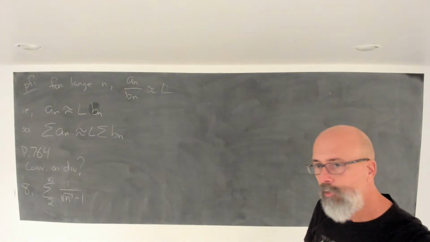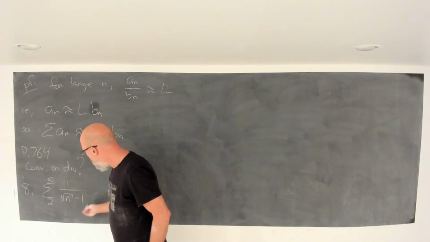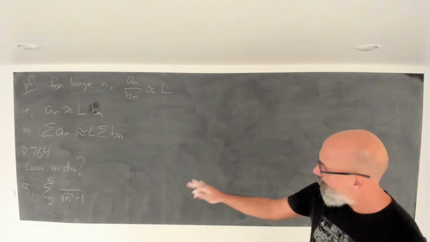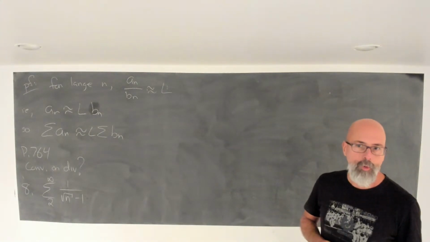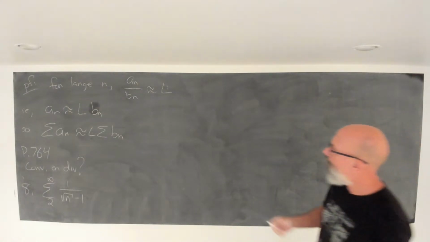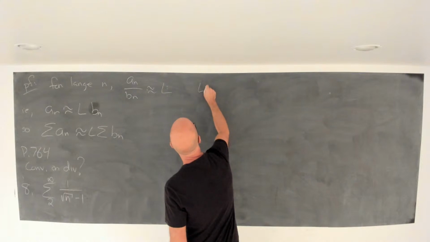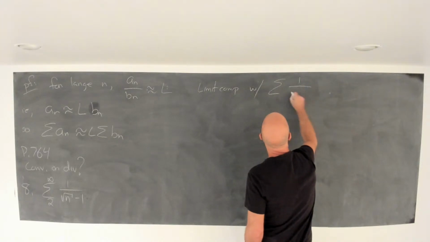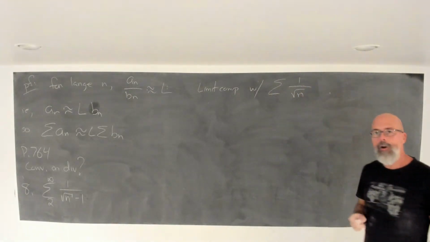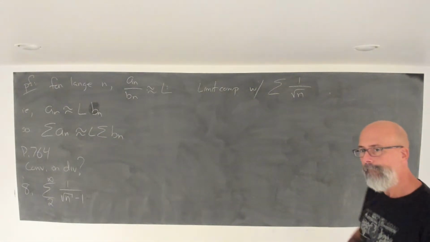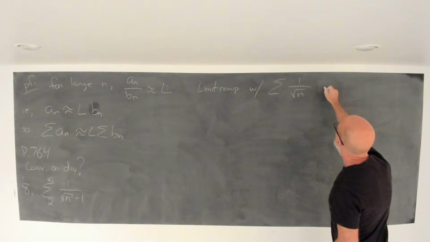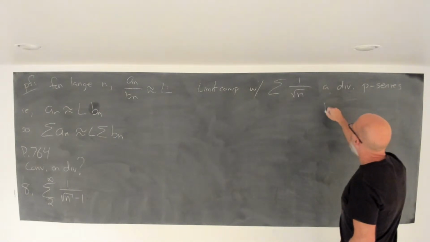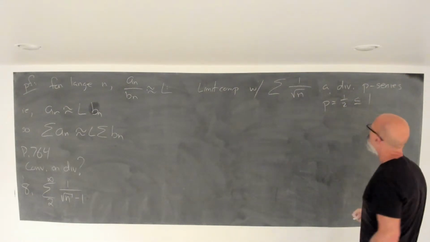But for large values of n, this 1 is insignificant. So for large values of n, this series kind of looks like 1 over root n. So this suggests a limit comparison with the series 1 over root n. And what do we know about this series? This is a divergent p-series where p is 1/2, which is less than or equal to 1.